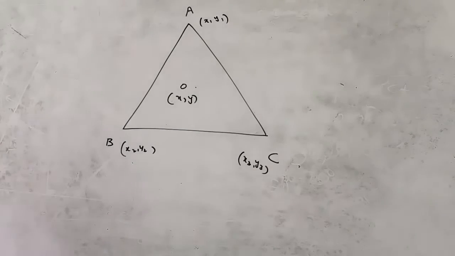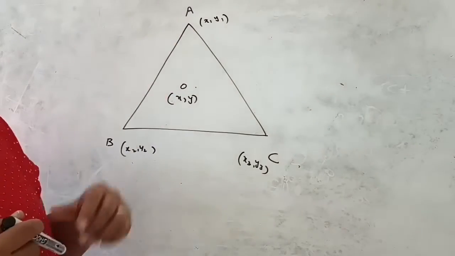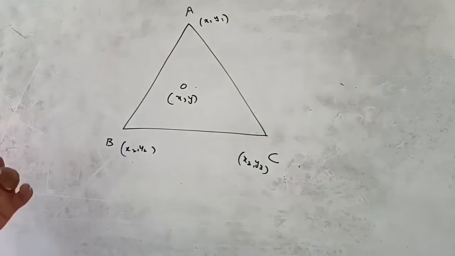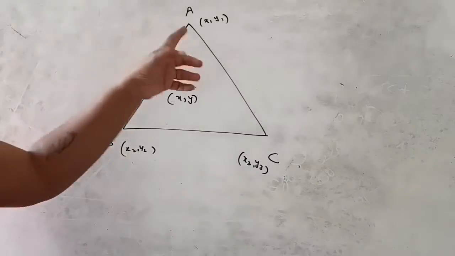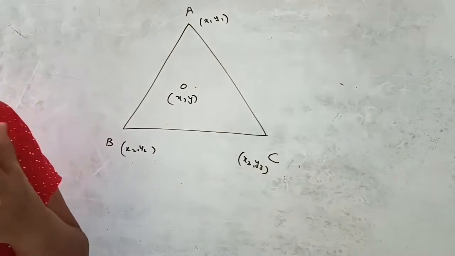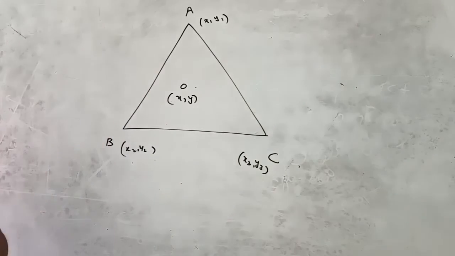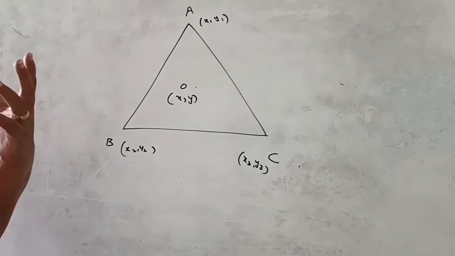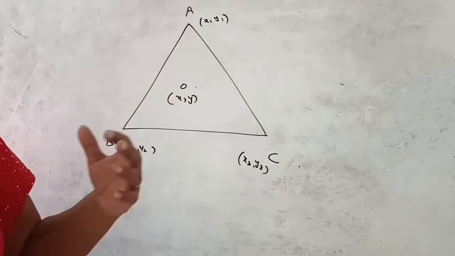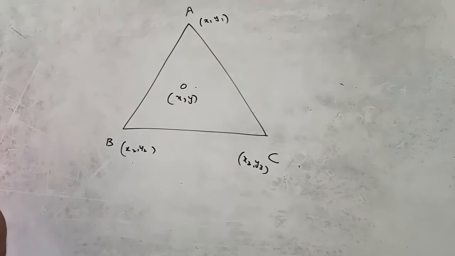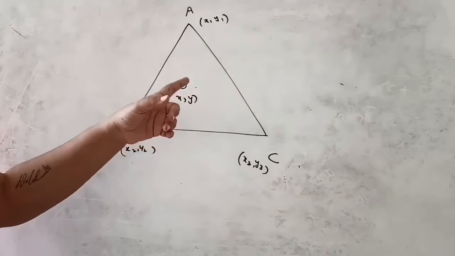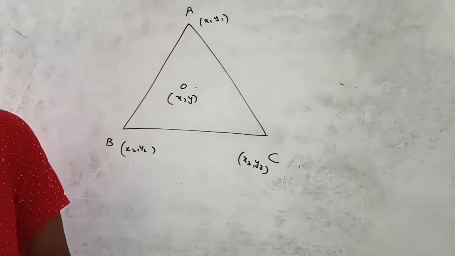When I talk about coordinate geometry, you know that every point in a plane can be represented by two coordinates, which is the x coordinate and the y coordinate. So when I am saying that a triangle has a circumcenter O, we need to understand that A, B and C, the three vertices of a triangle, can be represented in terms of coordinates, and the circumcenter also can be represented in terms of coordinates.